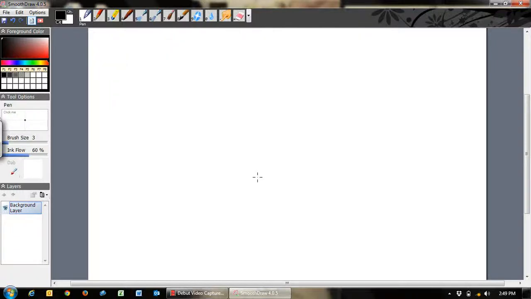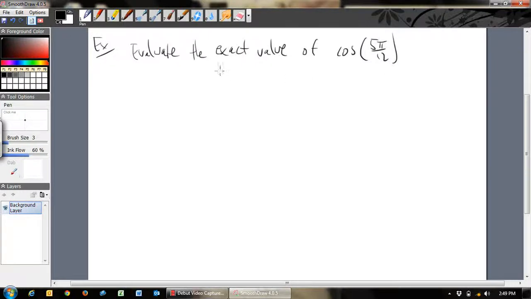So what I want to do is go through some examples of different types of questions you might get that use these. Our first example is to evaluate the exact value of cos 5 pi over 12. The exact value just means not the decimal. Don't just go to your calculator and type this in and get 0.952. We want to know the exact value.